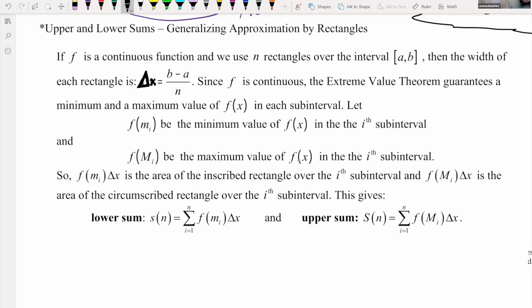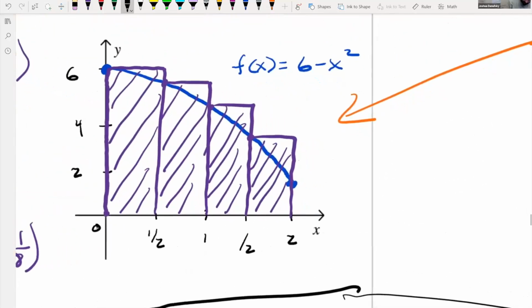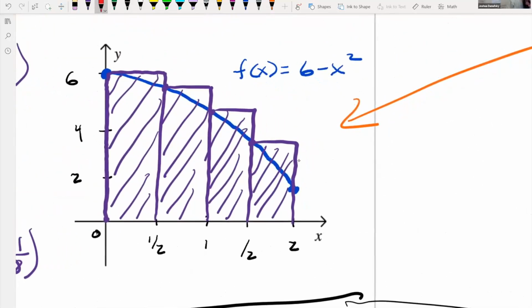Since f is continuous, we have the extreme value theorem, which says we have a maximum and a minimum on each one of those intervals. Okay, let me just quickly show you how we have that here. If we look at the second interval, this is the max on that second interval, and this is the min on that second interval. Okay, on every one of these subintervals, we always have a max and a min.